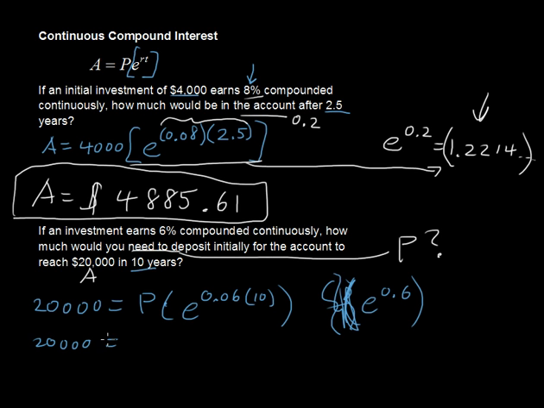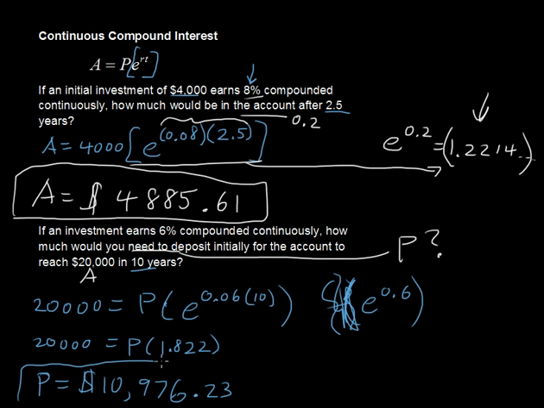So I'll write that down. 20,000 equals P times 1.822. And then we'll divide each side by this 1.822, so we're left with P by itself, and then in the end, P is approximately equal to $10,976 rather, and 23 cents, and that's what you're going to need to deposit initially under these conditions for 10 years, 6% compounded continuously. So again, order of operations is very important. I hope that helped.